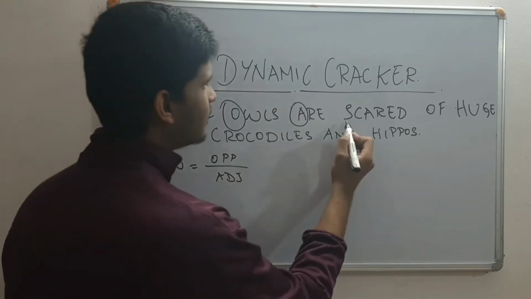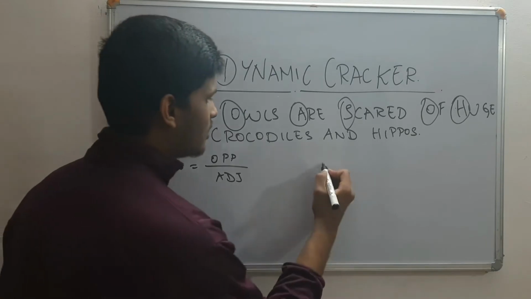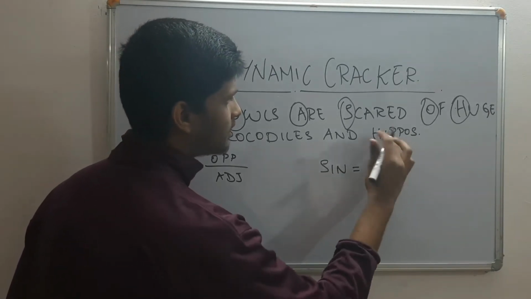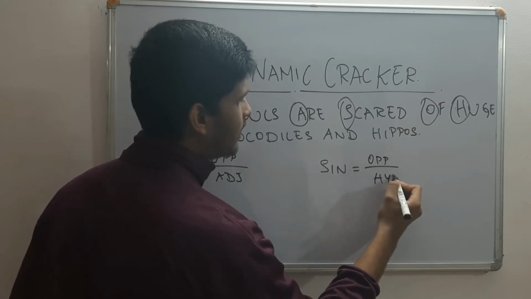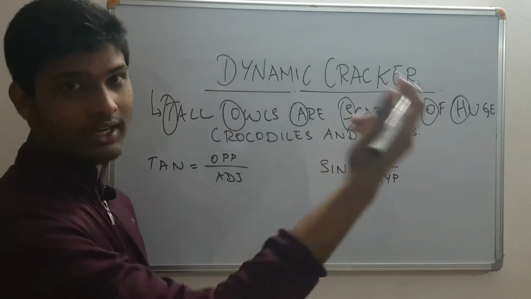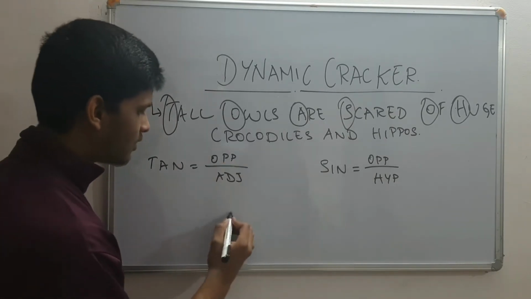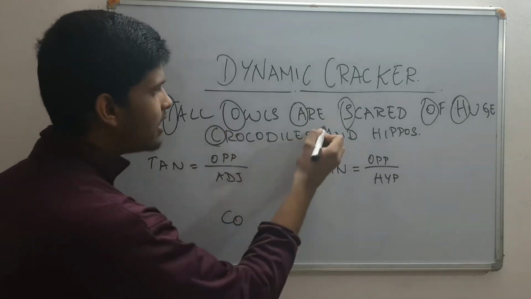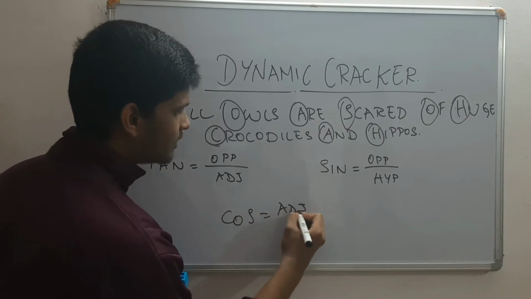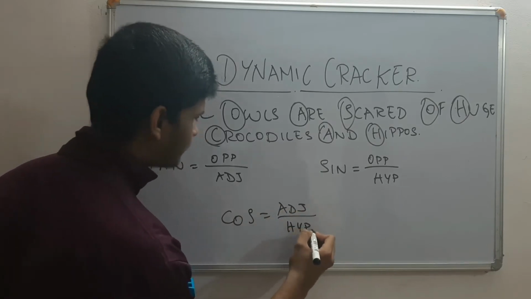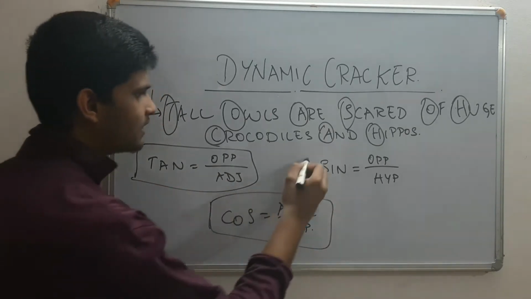Next, the other three words give S, O and H. S means sine, so sine is equal to opposite side by hypotenuse side: S for sine, O for opposite side, H for hypotenuse. And the next three words give C, A and H: cos is equal to adjacent side by hypotenuse side. So you can remember these formulas easily with this one sentence.